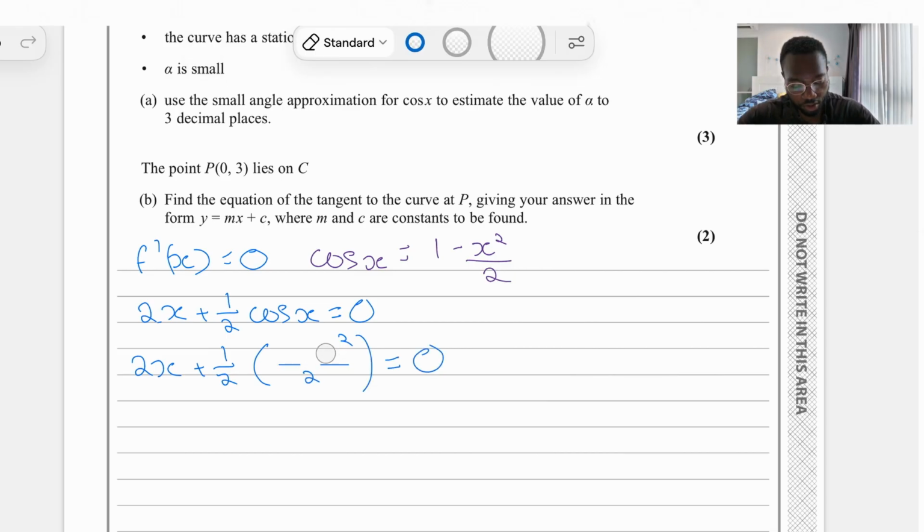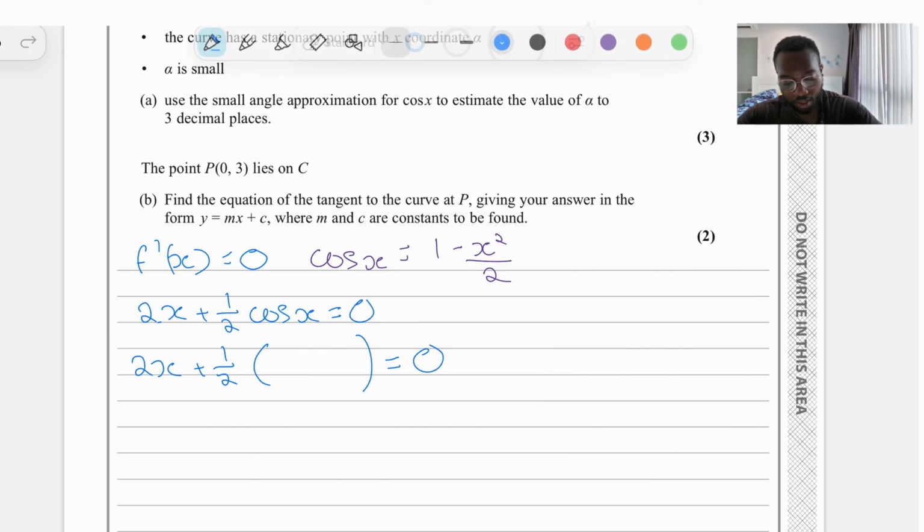Oh, my bad, let me just double check this. It should be a 1 minus an x squared over 2, like that. Okay, and now at this stage, let's expand the brackets out. So we get 2x plus a half times 1 is just a half, and a half times x squared over 2 would be minus x squared over 4, and that is equal to 0.